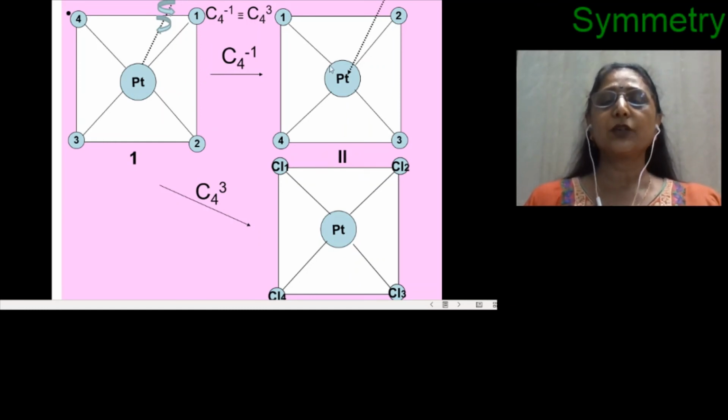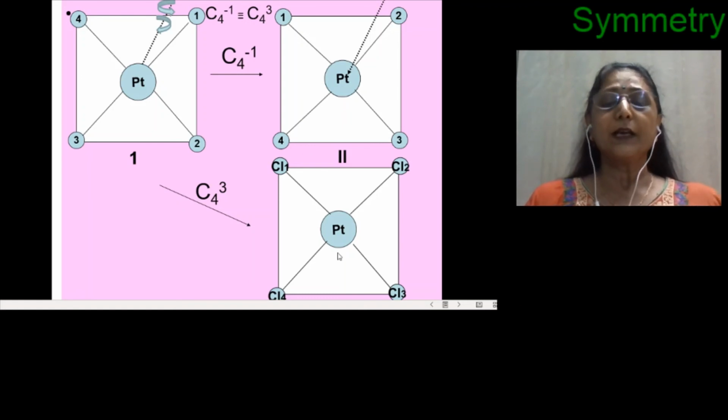Earlier I had the structure like this for C4 inverse. Comparing the positions of the atoms: chloride 1 here, here chloride 1. Chloride 2 is here in this structure, chloride 2 is here in this structure. Chloride 3 is in a similar position, and chloride 4 also is in a similar position. So both structures are exactly the same, but we have obtained this structure with the C4 inverse rotation and this structure with C4 3 times, and we are getting the same result.